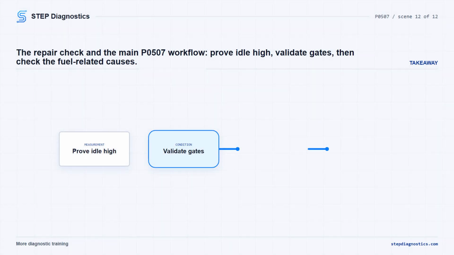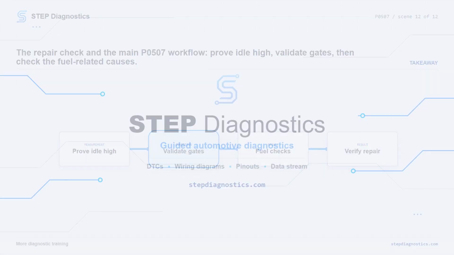After the repair is complete, verify the repair and confirm the fault stays gone. The takeaway is simple. Prove the idle high condition against desired idle first. Make sure the monitor gates are valid. Then check the P0507 specific fuel and contamination concerns only when the path points you there.